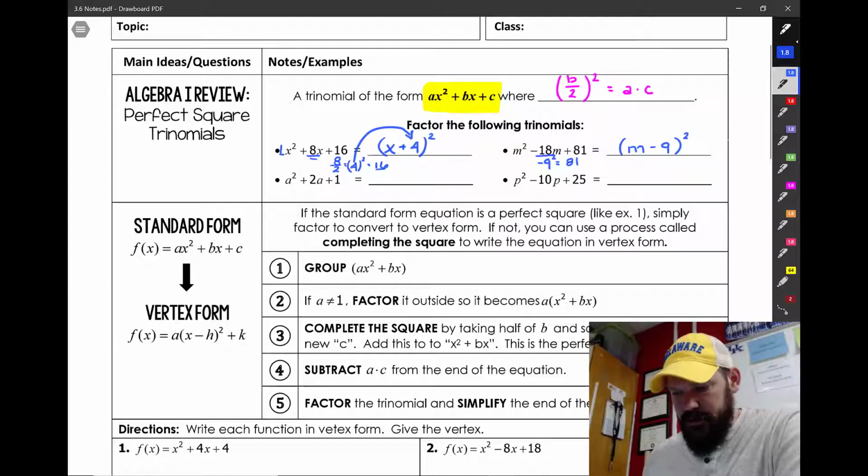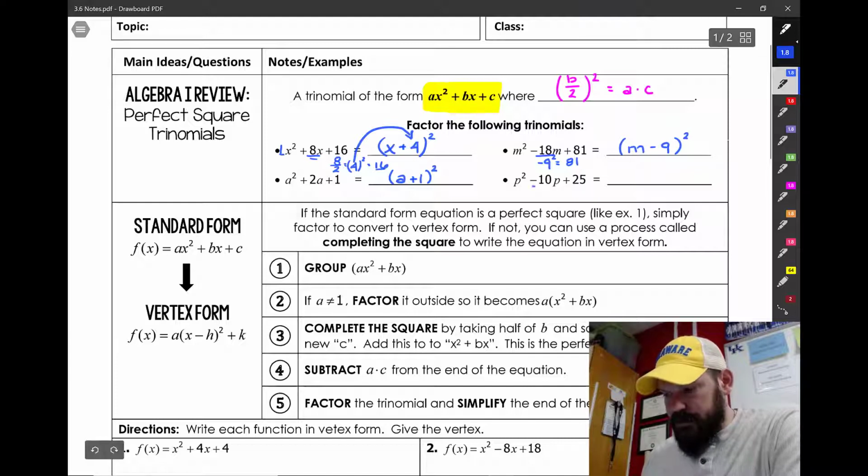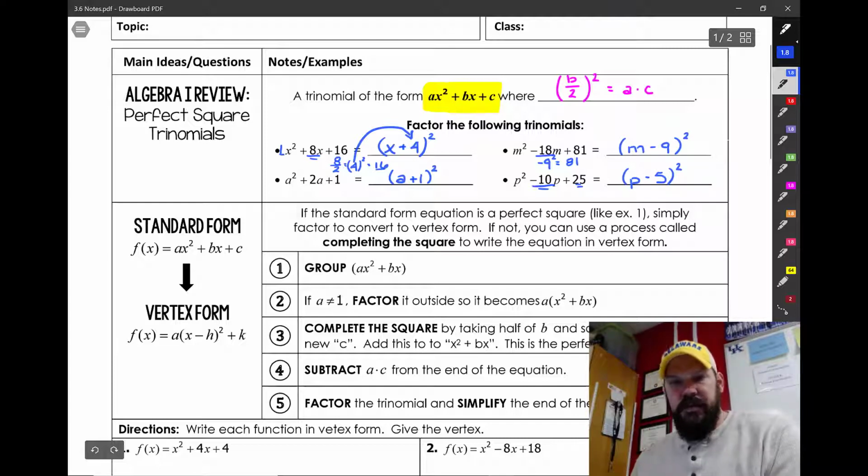Our next example, the middle term is 2. When we cut 2 in half, we get 1. 1 squared is 1. So this term will factor as a plus 1 quantity squared. And then finally, the last example on factoring perfect square trinomials, our middle term is negative 10. When we cut negative 10 in half, we get negative 5. When we square negative 5, we do in fact get positive 25. So this is another perfect square trinomial, and that one is also easy to factor.